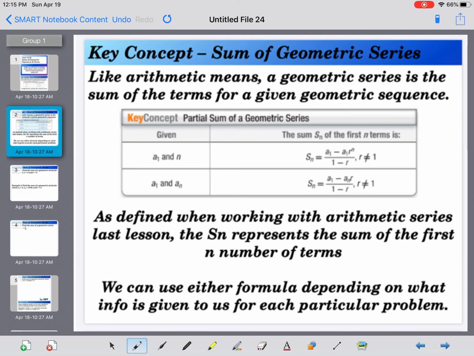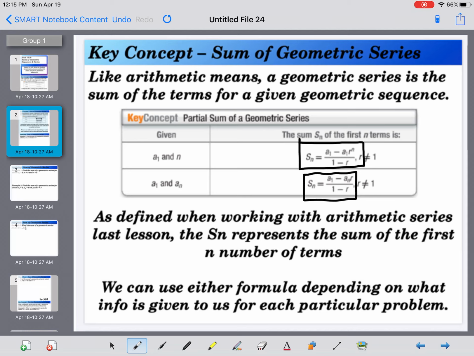Okay, as with arithmetic, we have formulas in order to find the sum for a geometric sequence. Now, when we did arithmetic, we really only focused on using the one formula, even though the other one was at our disposal. For geometric, we are going to use both depending on the situation. So you do want to write down both of these formulas.